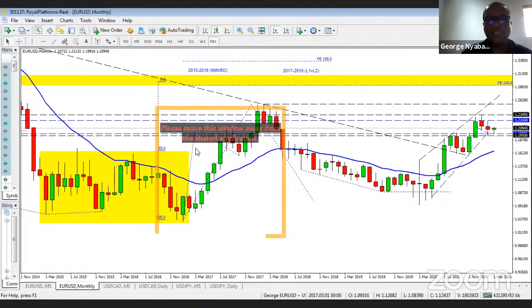So in any case, if you've missed all of that and you've seen that breakout, you can come in and enter the trade here. You can come in and enter the trade here.